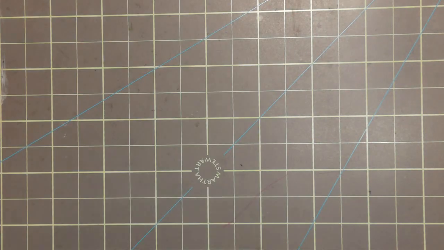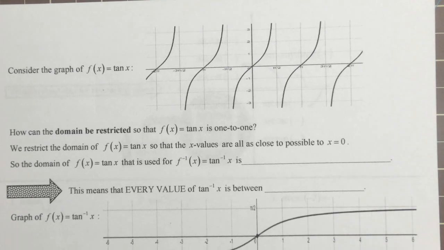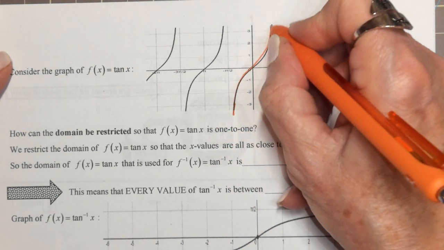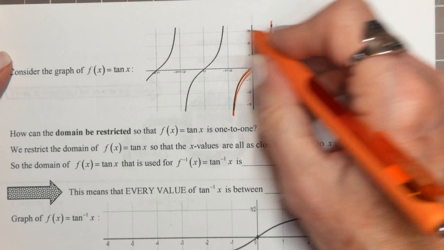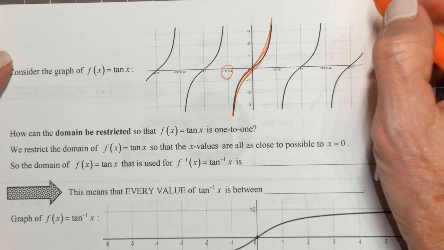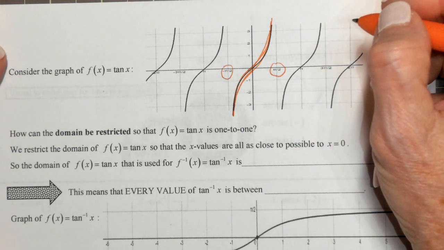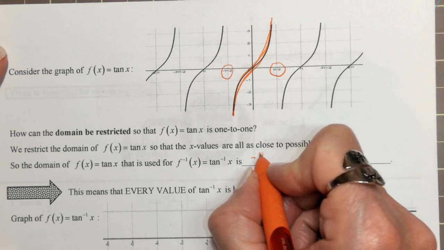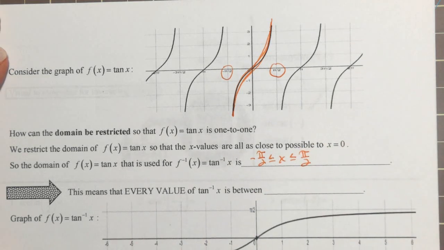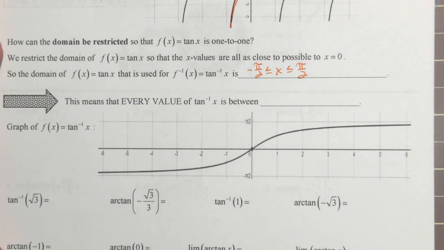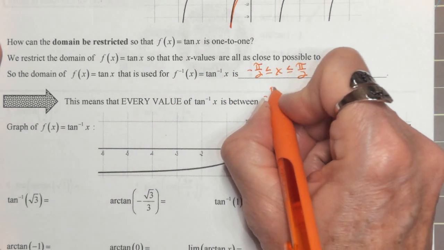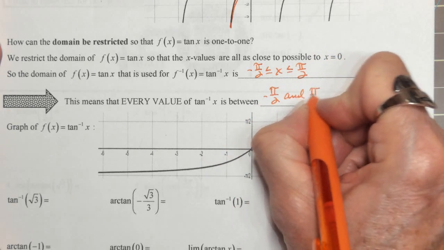So once again, let's think of the graph of tangent. How should we restrict its domain? Well, for its domain, we're only going to keep one little arm of tangent. Everything else we're going to ignore. So we are going to restrict the domain once again, just like arc sine. We're restricting the domain from negative pi over 2 to pi over 2. So every value of arctan, of tan inverse, is between negative pi over 2 and pi over 2.